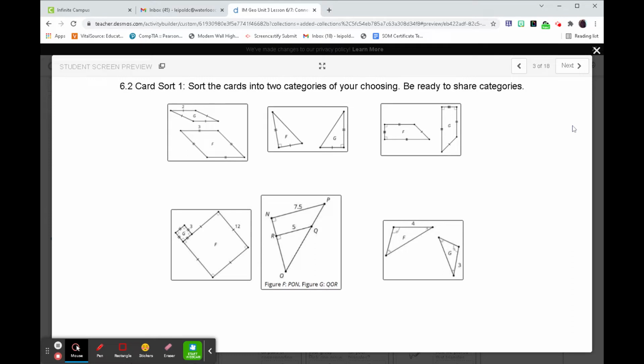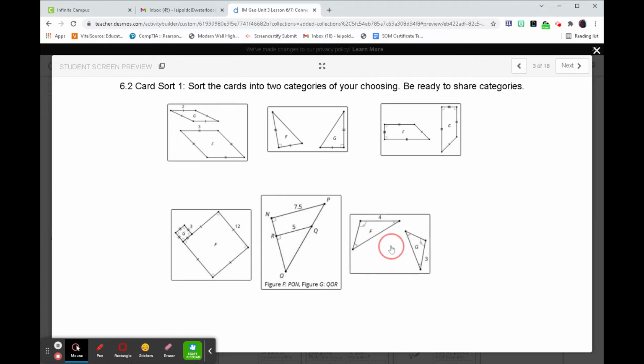In this next activity, you want to sort your cards into two categories, and you're going to need to be ready to share what those categories are that you're using. Now, I did mine. I shared mine. These to me all look like dilations. The three on the bottom, they look like there is a dilation going on. The other ones are not necessarily a dilation. They're congruent, which you could say is a one-to-one dilation, but these have a dilation where they're actually changing sizes, and the ones on top do not.